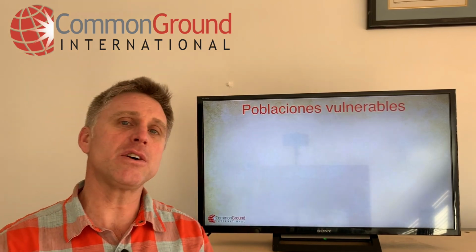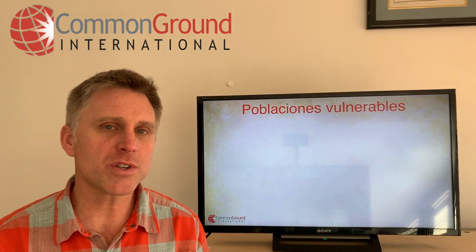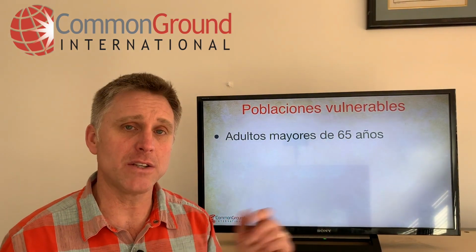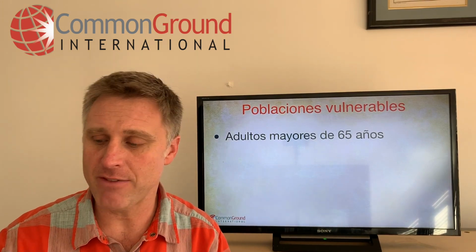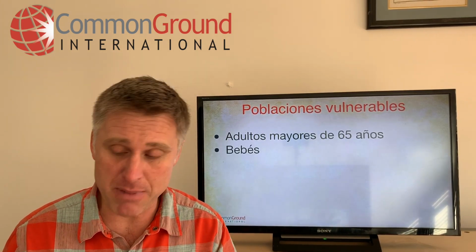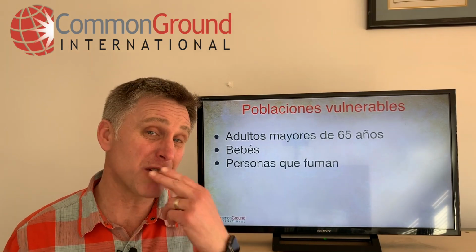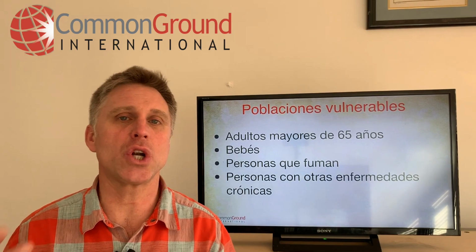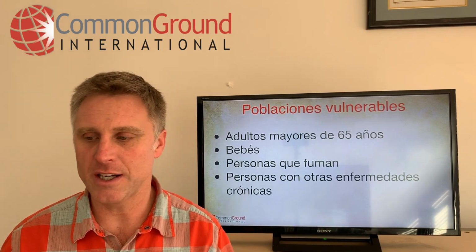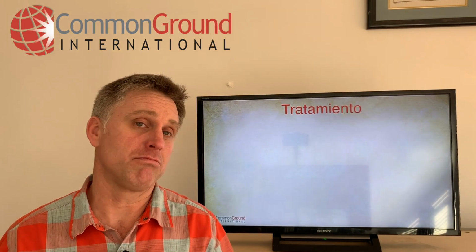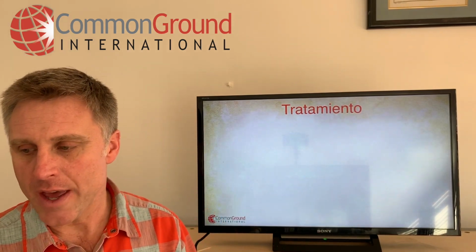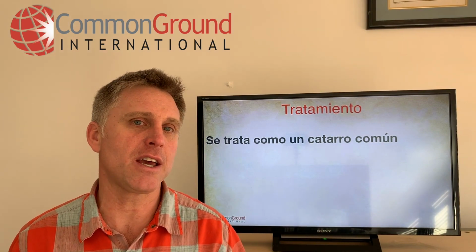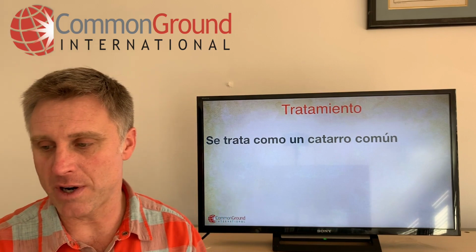So, poblaciones vulnerables. So, who are some vulnerable populations? Adultos mayores de 65 años. So, adults over 65 years old. Bebés, babies. Personas que fuman, people that smoke. Personas con otras enfermedades crónicas. So, people with other chronic diseases. Tratamiento. ¿Cómo se trata? Tratamiento. Se trata como un catarro común. So it's treated much like a common cold or the flu, ¿verdad?